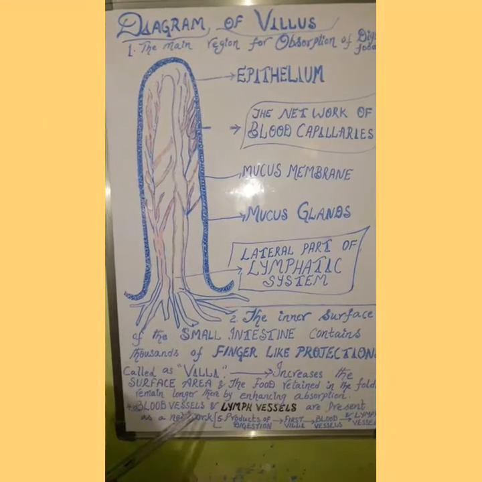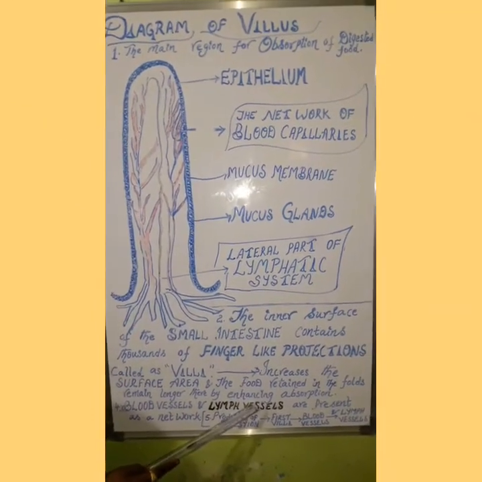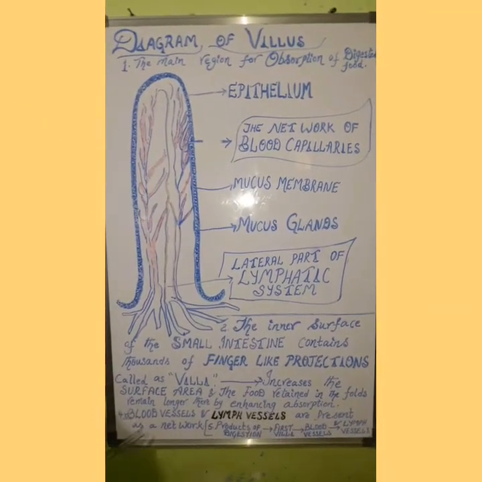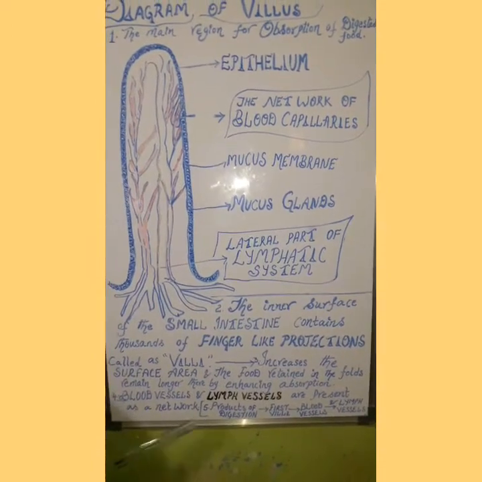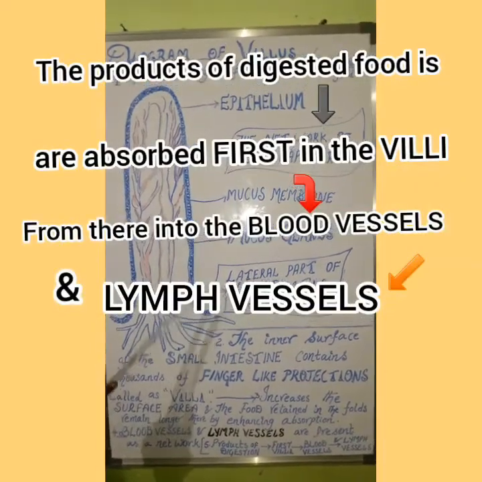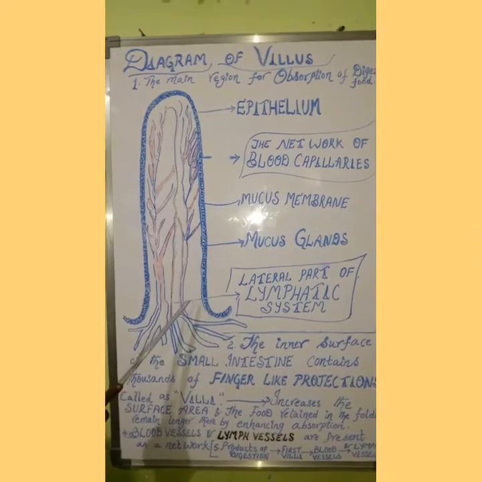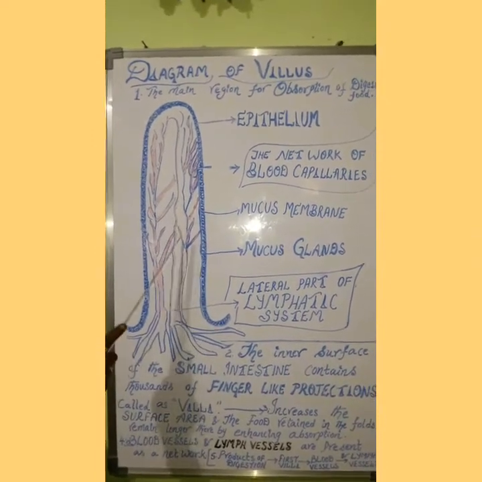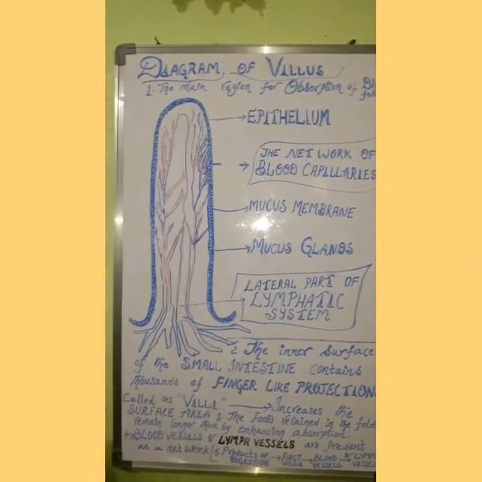The blood vessels and the lymph vessels are present as a network. Hence, we can say that in the villi there is a network of blood vessels and lymph vessels.